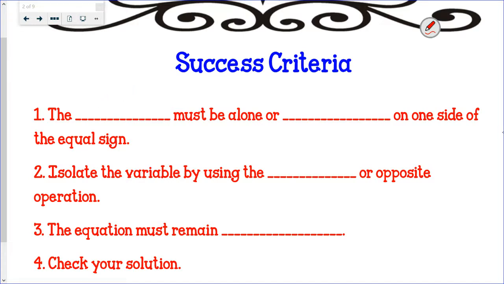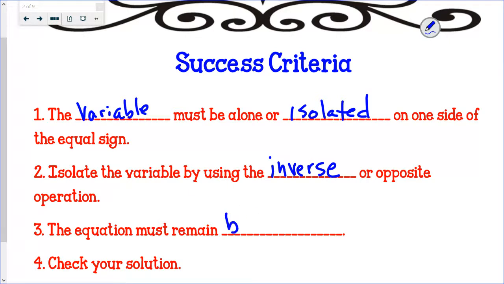So the variable must be alone or isolated on one side of the equal sign. We isolate the variable by using the inverse or the opposite operation. And the equation must remain balanced. So that means that what you do to one side of the equation, you have to do to the other. And you can check your solution by plugging your number that you solved for back in for the variable.